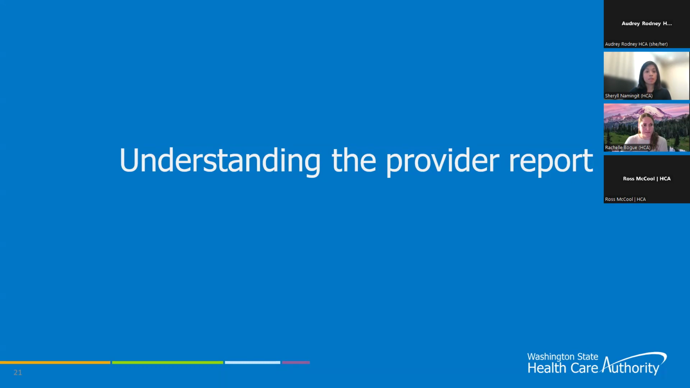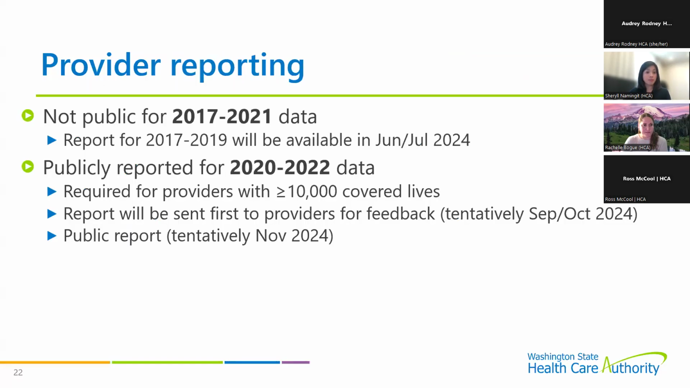Provider reporting, as mentioned earlier, is not going to be public for 2017 to, sorry, this one should be 2019. Reports for 2017 to 2019 data will be available in June, July 2024. Public reporting for the 2024 data call will be required for providers with 10,000 covered lives. Reports will be sent to providers for feedback tentatively by September, October of 2024, and then we'll have the public reporting tentatively by November 2024.